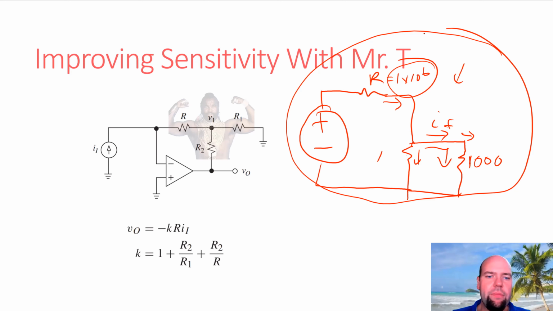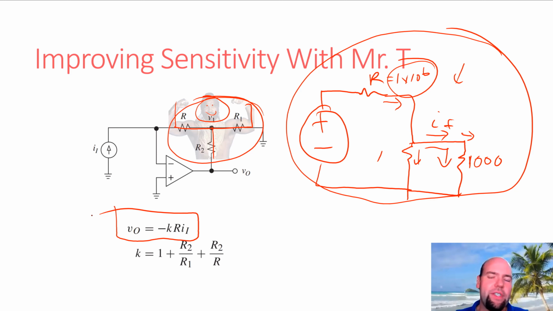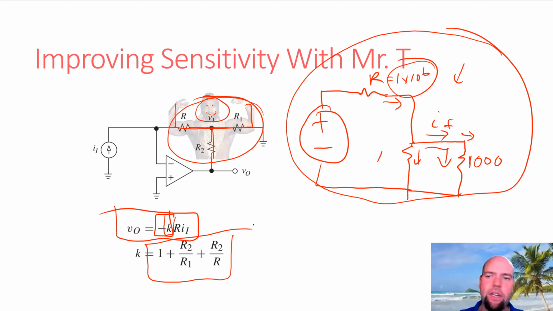So instead of that single resistor, now we have this T network, and you can see it's a T based on the positioning of Mr. T here. This is still a current converting circuit. We still have this RI1, but now we have this additional attenuation factor K, which is 1 plus R2 over R1 plus R2 over R. So what would it be in this case for these values that I just picked here?